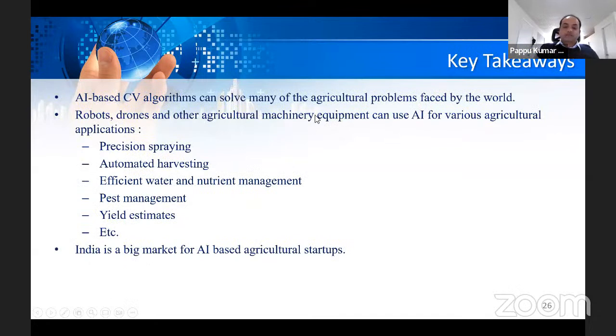The key takeaway is that yes, we can use AI-based computer vision algorithms to solve many of the agricultural problems faced by the world today. Especially equipment like robots, drones, and other agricultural machinery can make use of AI-based algorithms to solve many of the challenges that worldwide agriculture faces. For example, precision spraying, which I already demonstrated, automated harvesting, efficient water and nutrient management, pest management, which I already showed you, yield estimates, and a bunch of other things. It looks like India is the 3rd largest country in terms of AI-based startups in agriculture, almost valued at $4 billion in market by 2026, as the prediction says.